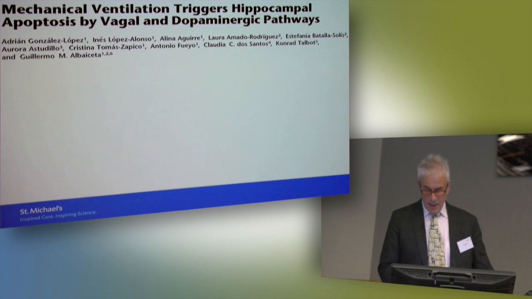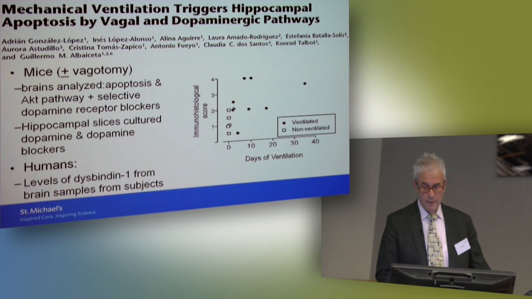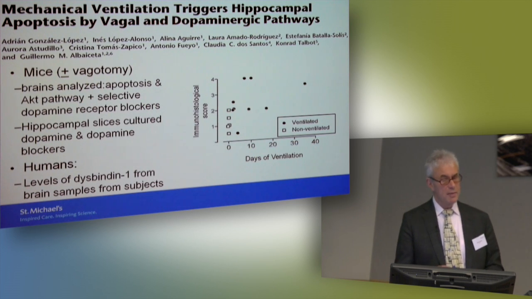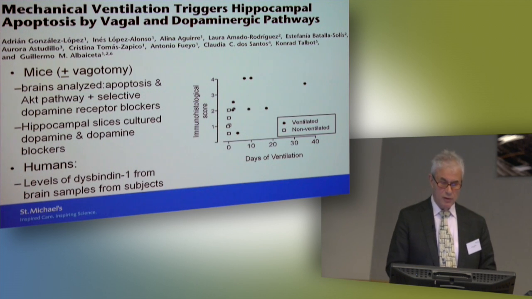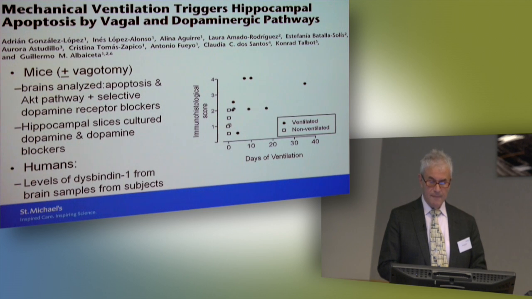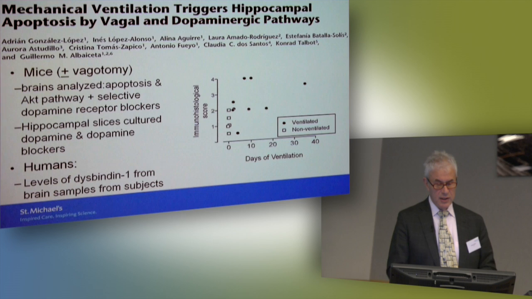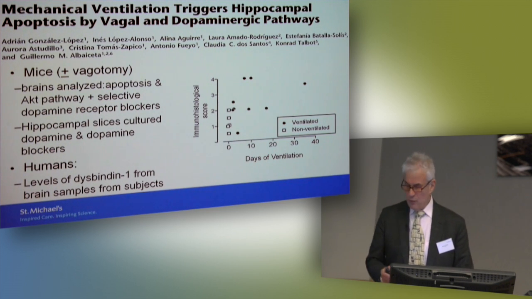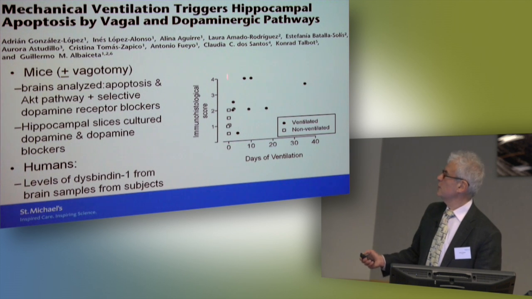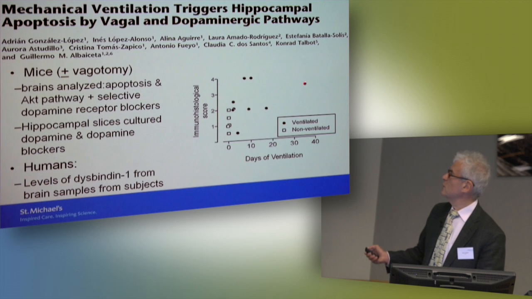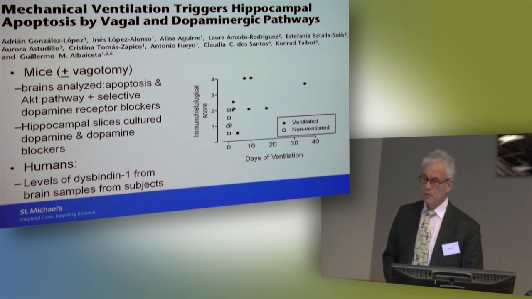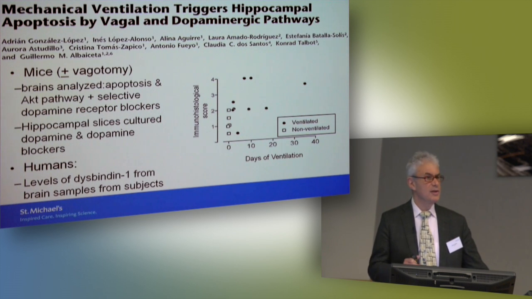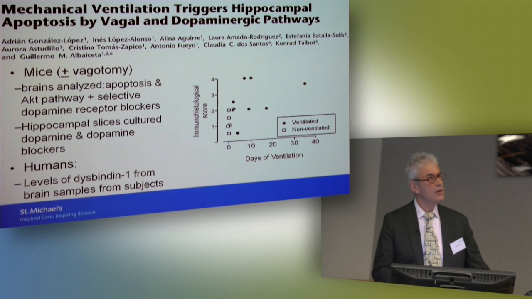Another study, published within the last couple of years in the Blue Journal, looked at mice with or without vagotomy, ventilated again with an injurious ventilatory strategy, looked at hippocampal slices, and then looked at humans and measured spindin-1 from the brain samples of these patients. What they found was, if you look at days of ventilation and immunohistology score, ventilated versus non-ventilated, there was a tendency towards the ventilated patients having higher immunohistochemical scores. Of course, in humans, it's really hard to sort out the mechanism, what's cause and effect here, so I don't think we can say anything specifically about cause and effect. The animal studies were more convincing, but the important point was it looked like there may be an effect of what we do in terms of ventilation on the brain.